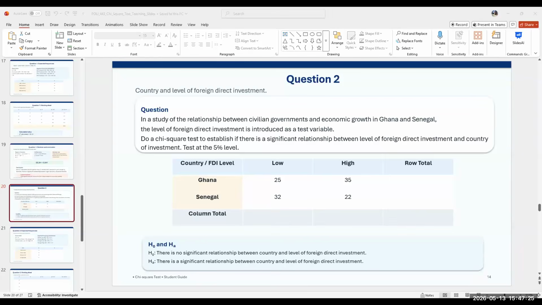Question 2. In a study of the relationship between civilian governments and economic growth in Ghana and Senegal, the level of foreign direct investments is introduced as a test variable. Do a chi-square test to establish if there is a significant relationship between level of foreign direct investments and country of investments. Test at the 5% level.